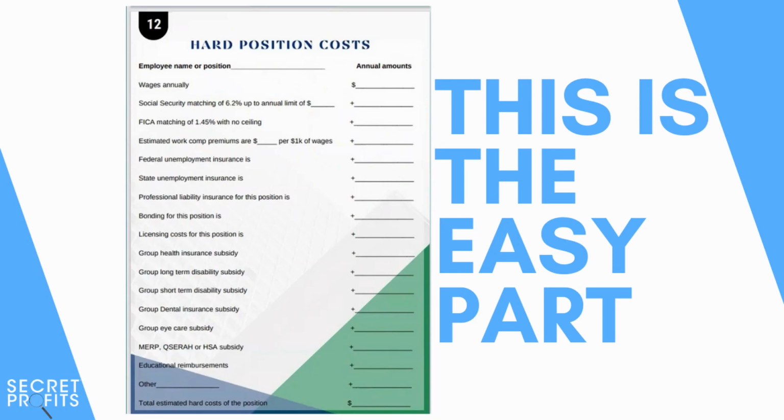But then what happens when you start adding in things like work comp premiums? Of course, an office worker's work comp per thousand is going to be much less expensive than if I have someone, for example, who is doing roofing or maybe metal fabrication. We've got to add federal unemployment insurance. What about your state unemployment insurance? Do they have professional liability, bonding, licensing, all the different insurances that the employer is helping or subsidizing?